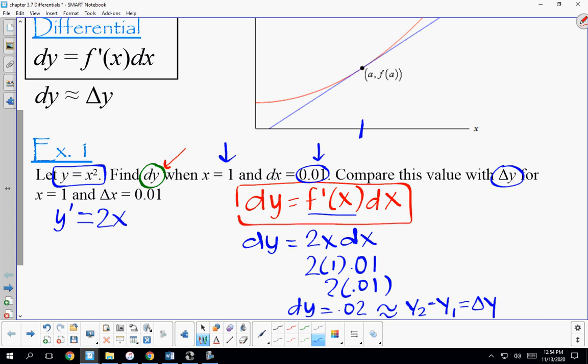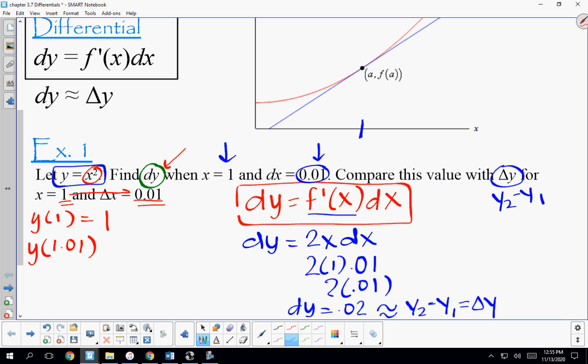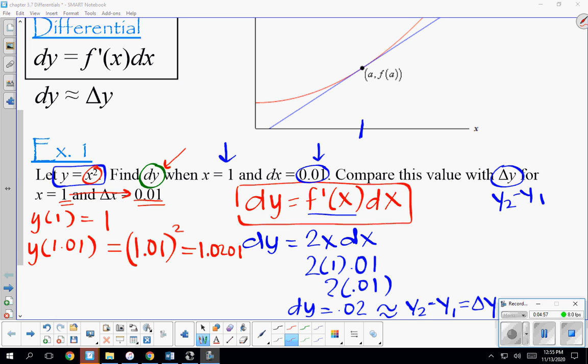So again, the actual change in y we calculate by actually finding those y values and subtracting. So we need to find them by plugging in our x values. So here I'll have y of 1. That's my first x value. And when I plug it into this function, I get 1. Then if the x values have changed by 0.01, my next y value is 1.01. So again, this is saying I'm starting with 1, and I'm changing that by 0.01 units. And when I plug that in, I get 1.01 to the second power.